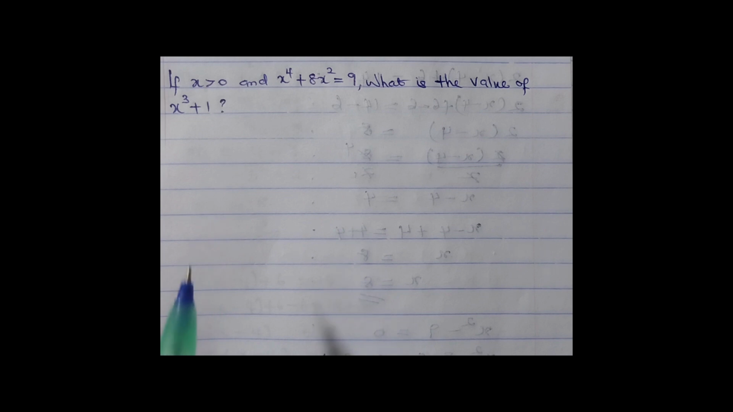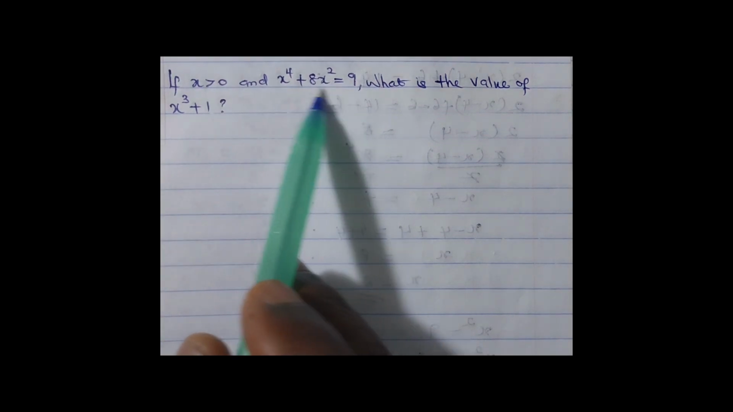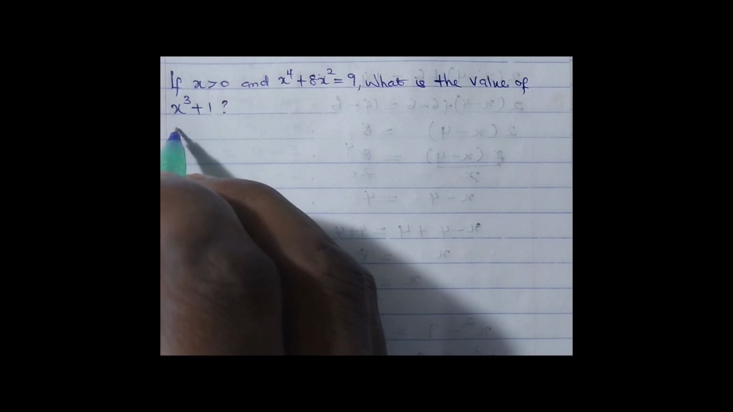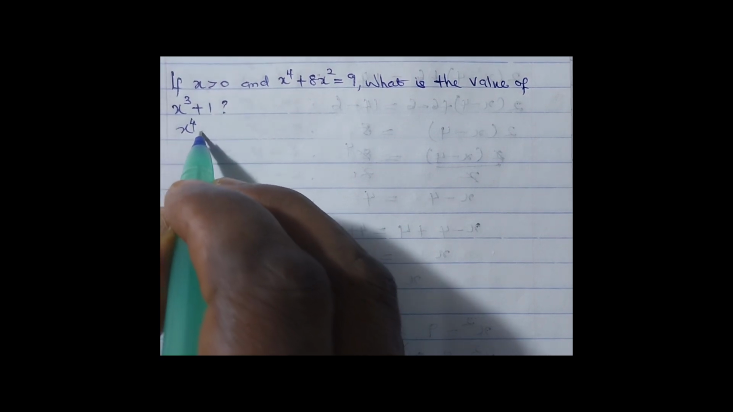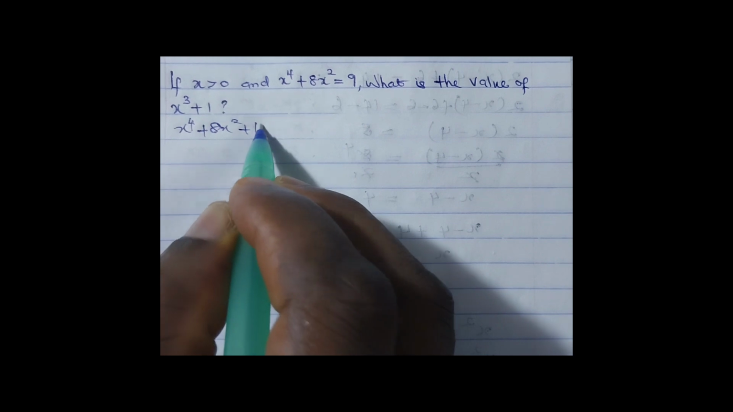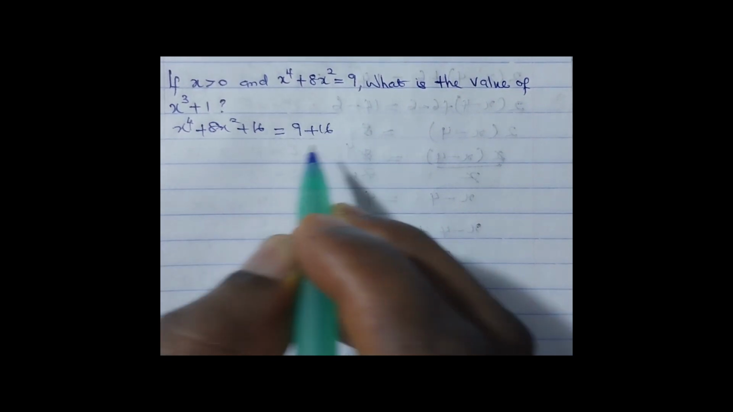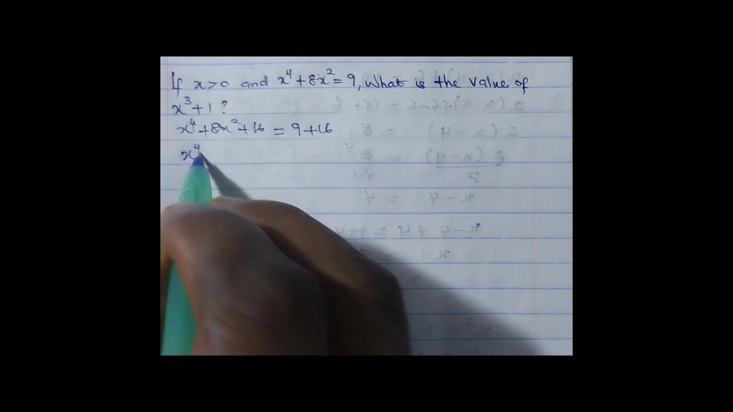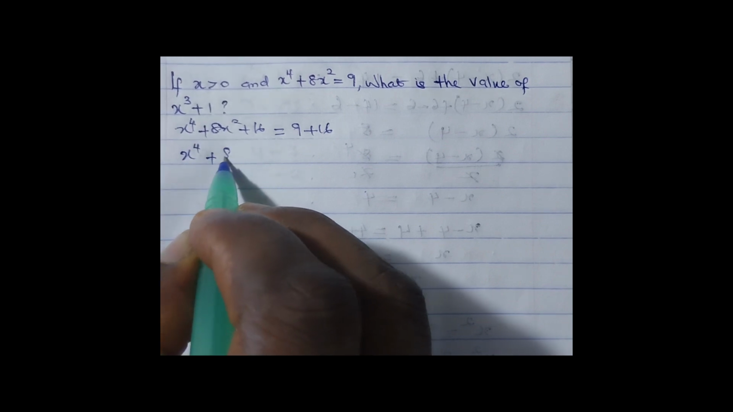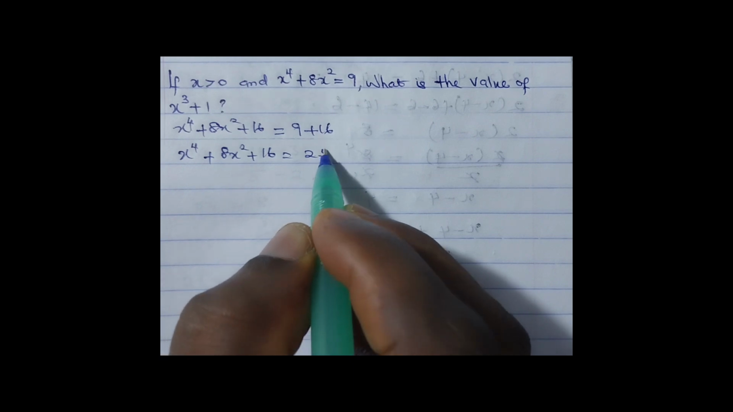From the given conditions, we add 16 to this particular given condition. Now you will see why we're doing so very soon. 8x squared plus 16 is equal to 9 plus 16. So we have x raised to the power 4 plus 8x squared plus 16 is equal to 25.